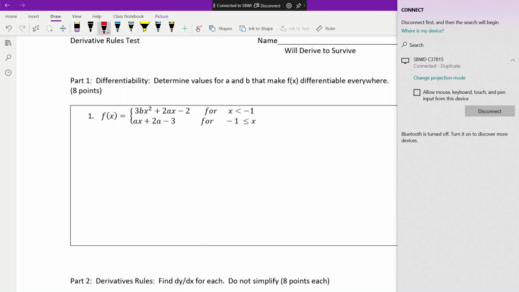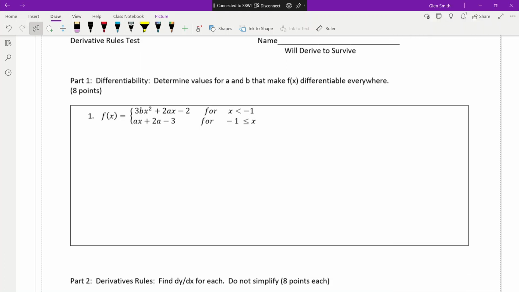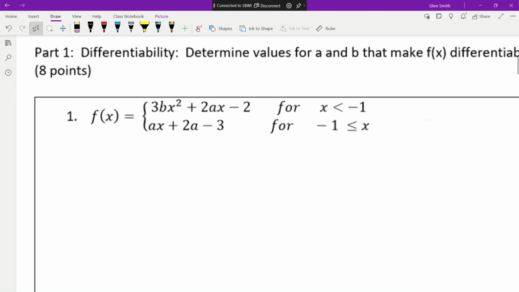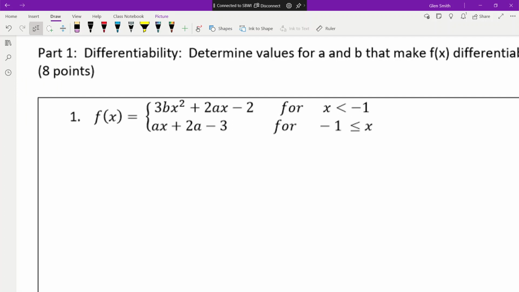All right. So a lot of people miss this first one. Let's go. Stick with me here, okay. To be differentiable, this is a piecewise function.